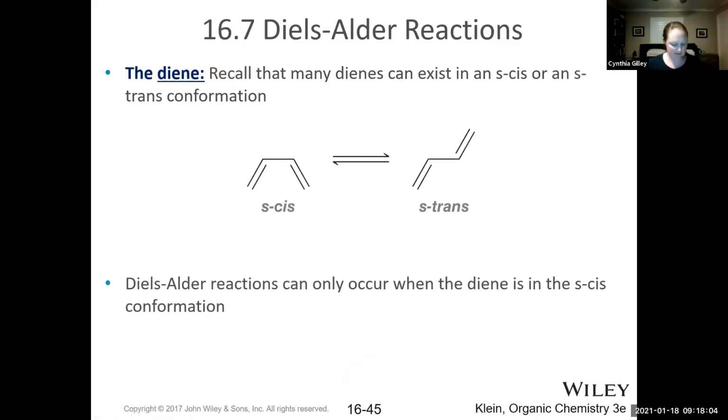Let's talk a little bit more about the diene. Recall that dienes can exist in an S-cis or S-trans conformation, and they can interconvert via rotation of the single bond in between the two pi bonds. You might have noticed that we've been drawing the diene in an S-cis conformation in all of the previous examples. That's because the diene must be in an S-cis conformation in order to react in the Diels-Alder reaction. Both terminal carbons are involved in making the new sigma bonds that complete the new cyclohexene ring. So in order for those two sigma bonds to form simultaneously with two alkene carbons, they need to be close to one another in that S-cis conformation.